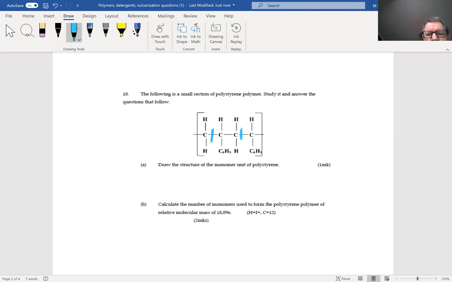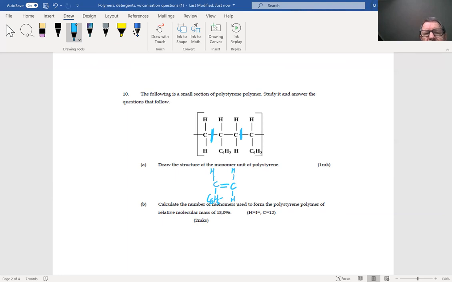So the monomer was this, CH, C6H5, C H H, but it had a double bond. Okay, so I just start anywhere and I go, this carbon here has a hydrogen above it. It has C6H5. Then it's joined to another carbon, and that carbon has two hydrogens on it. And that was a double bond.